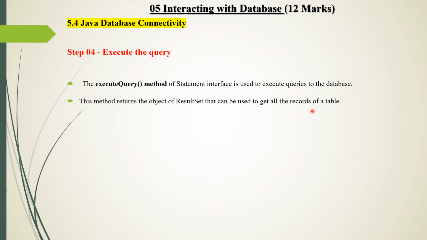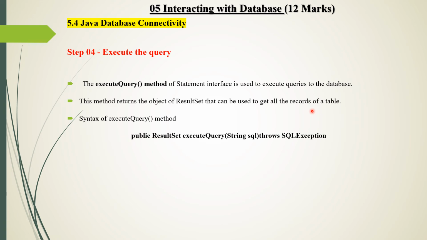So this method returns the ResultSet that you want to search or that you want to find from the database. The syntax of the executeQuery method is: public ResultSet executeQuery, which has one parameter, String sql, and which may throw the SQLException. The example of executeQuery is like this: ResultSet rs, the object of ResultSet, is equal to stmt, which we created in the last step, dot executeQuery, and in the brackets select * from emp. So in the brackets we pass our query.